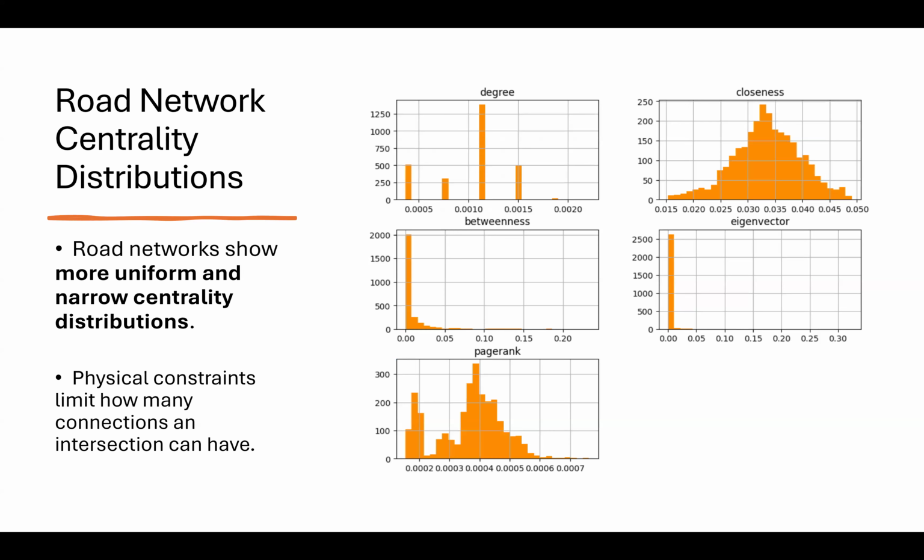This happens because road networks are constrained by physical infrastructure. So an intersection can only connect to a limited number of roads, typically 3 or 4. As a result, the network does not develop highly dominant hubs like we see in social or communication networks. And maybe we can say degree is very limited in the road network, because road intersections are constrained by physical space and road layout, and most nodes connect to only 2 to 4 roads, which limits the variability of degree centrality.